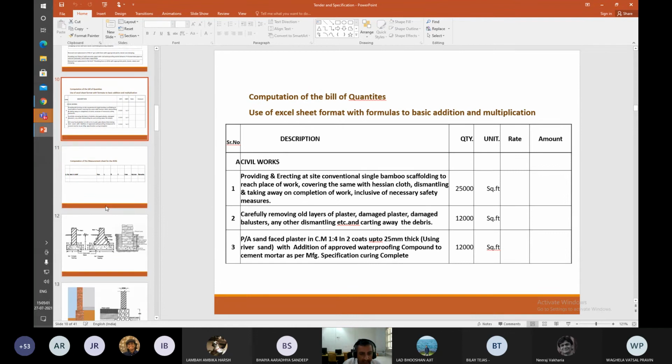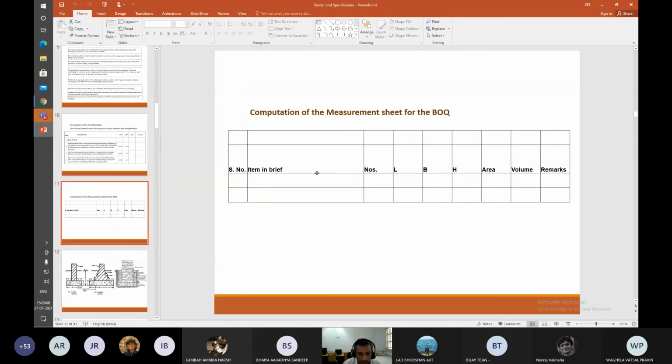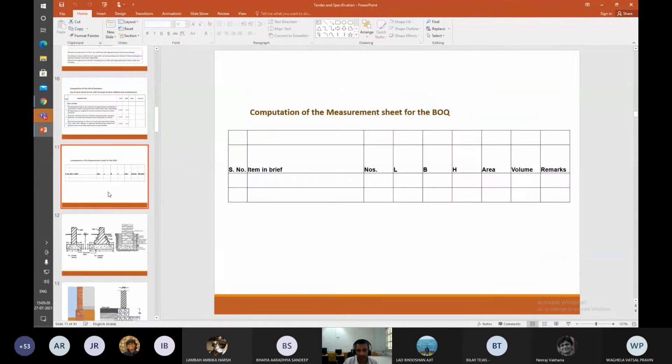But the number 5 here will correspond to the number 5 here. So in that sense, all the numbering that happens in the bill of quantities will always match with the measurement sheet of the BOQ. Yeah, I hope I'm not going too fast and it's very clear.